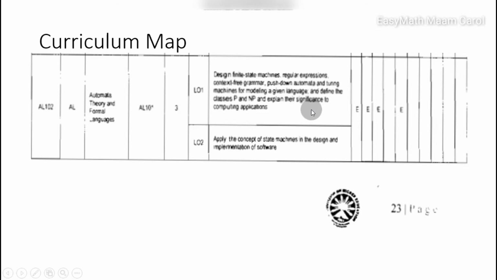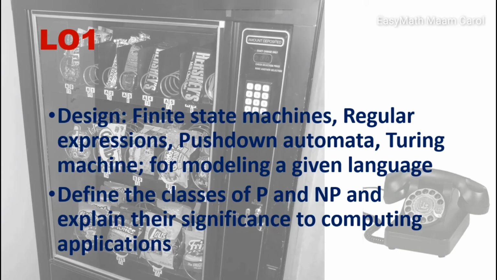So medyo malabo yung copy na binigay nung CHED, kaya nire-write ko siya dito sa next slide. So, yung learning outcome 1 ay, ang sabi dito, dalawa kasi yung laman ng expectation dun sa learning outcome 1. Yung una, kailangan makapag-design yung mga estudyante ng madami. Finite state machines, regular expressions, push-down automata, at saka Turing machine for modeling a given language.